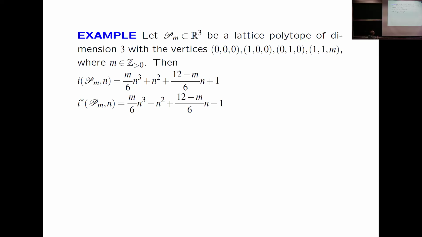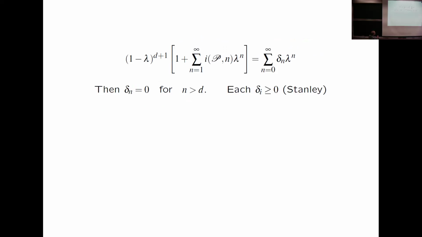And now, we are interested in the number of lattice points contained in n times P, but in combinatorics, we often consider the generating functions. So this is 1 plus the sum of i_P(n) lambda^n, n from 1 to infinity. This is the so-called generating function of i_P. But since i_P(n) is a polynomial in n of degree d, it is written over (1 minus lambda) to the d plus 1.